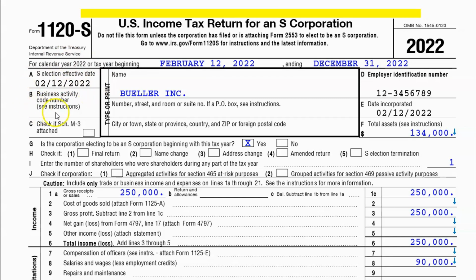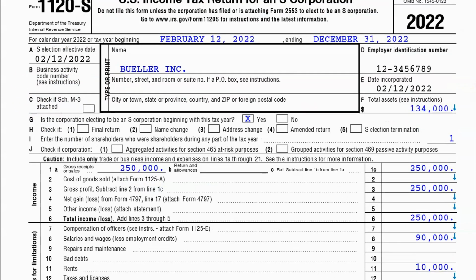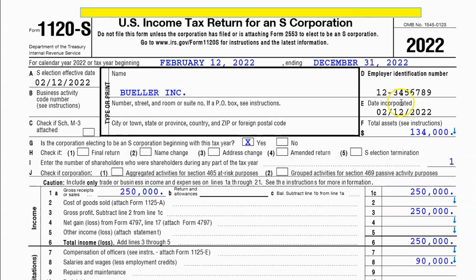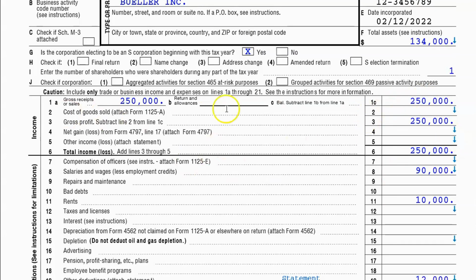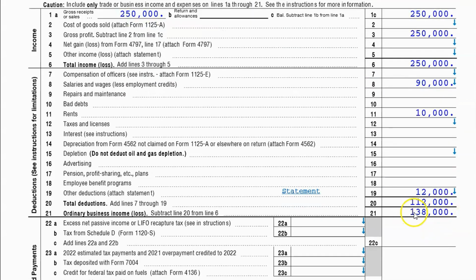So that's one point here. And then essentially, I'm not going to go through every page here, but this is page 1. Essentially what page 1 does is it tells the IRS, all right, this corporation made X amount of revenue, and here are all their expenses. And then here's the net profit. Okay, so you got revenue, expenses, profit.